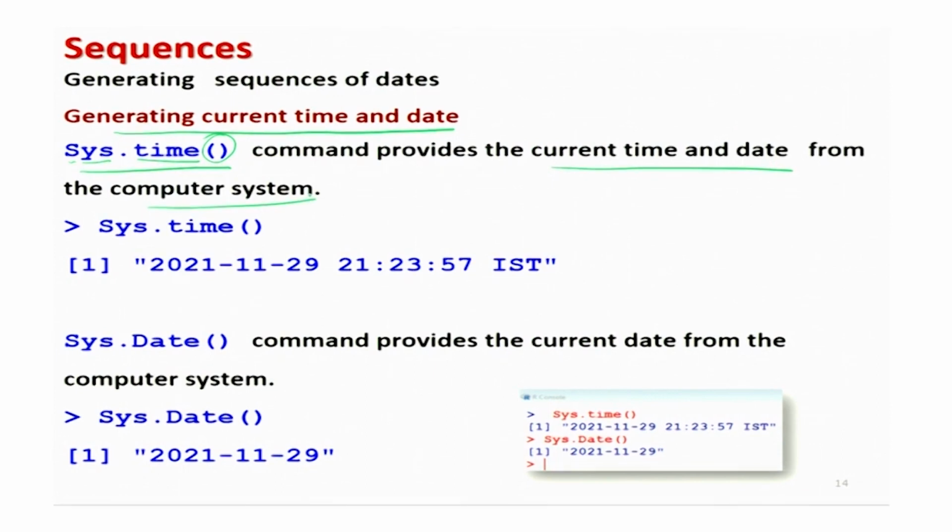When I execute this command Sys.time, it gives me this type of outcome. This is the year 2021, this is the month number, 11, that is November, and this is the date, 29. So this gives me the date 29th November 21, and the time here: this is hours, this is minutes, and this is seconds, and this is IST, right?